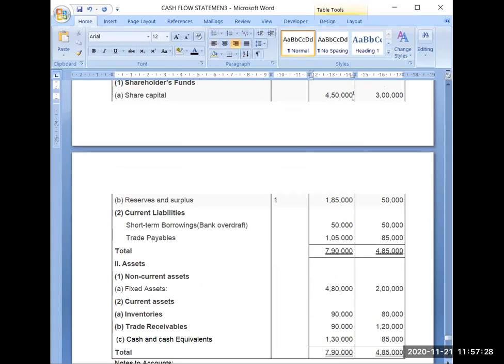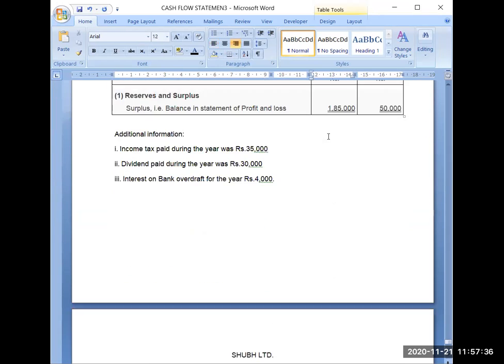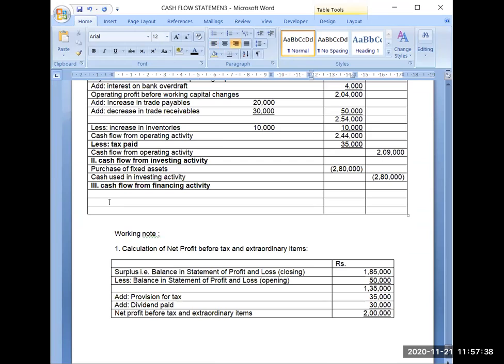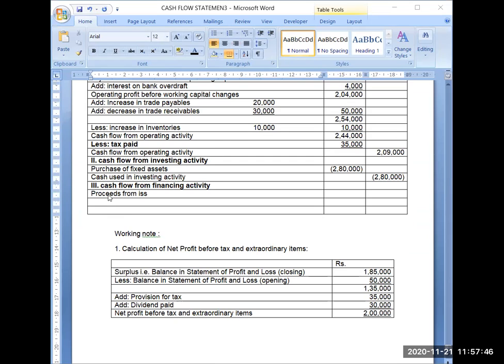Now as regards share capital, it is increasing. If you prepare the share capital account, it will give you the result that you are issuing shares and getting 1,50,000 from the issue of shares. So the first point will be proceeds from issue of equity shares, because the type of share is not mentioned here, so we always assume equity shares. 1,50,000. That is an inflow.